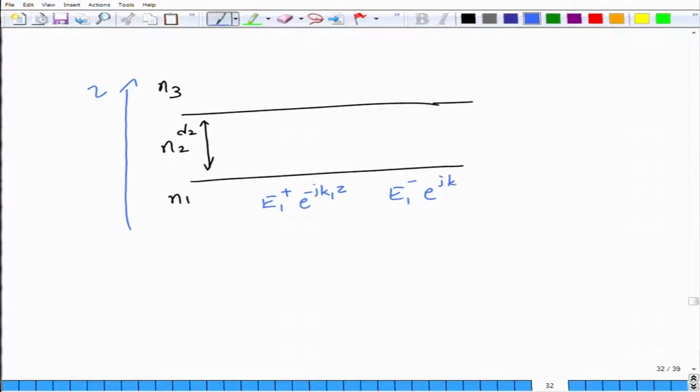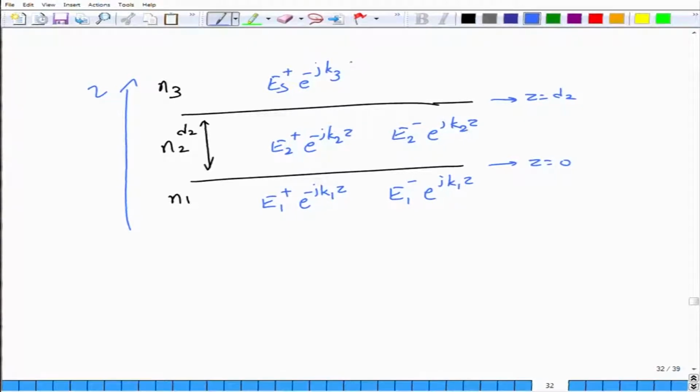So, it would be travelling positively in this way. Inside here you have, let us say, E2 plus e power minus j k2z, and the reflected light would be E2 minus e power j k2z. This node is z equal to 0. Since this is z equal to d2, we write this as E3 plus, and instead of writing this as k2z, it would be better if we write this as k3 (z minus d2), okay.